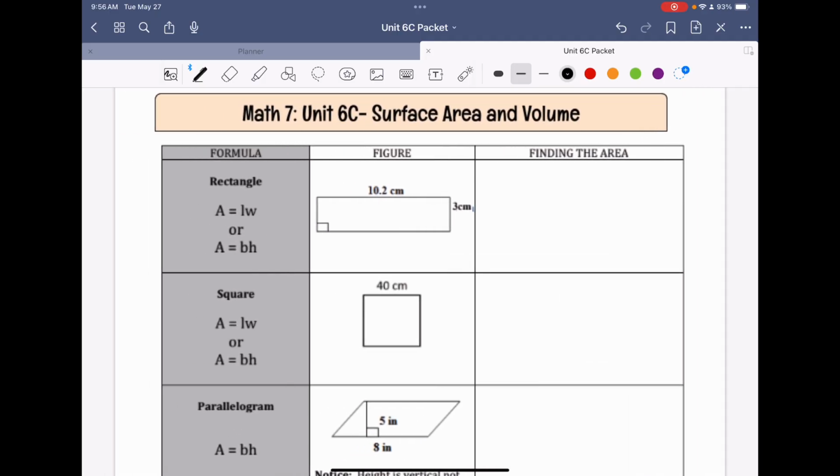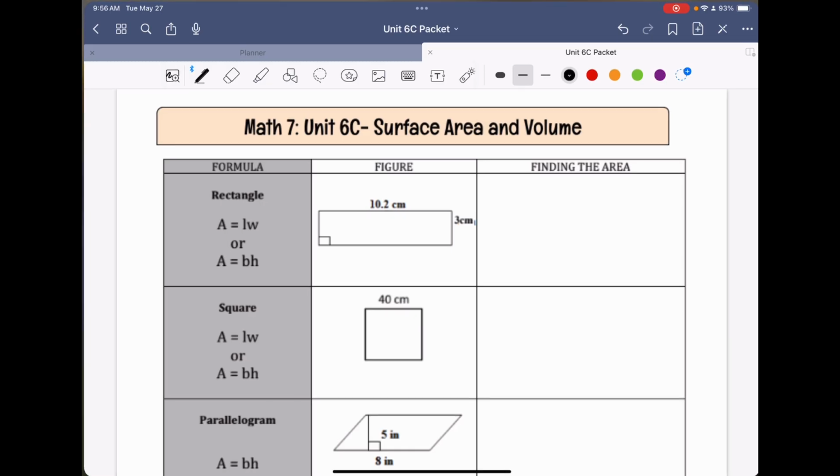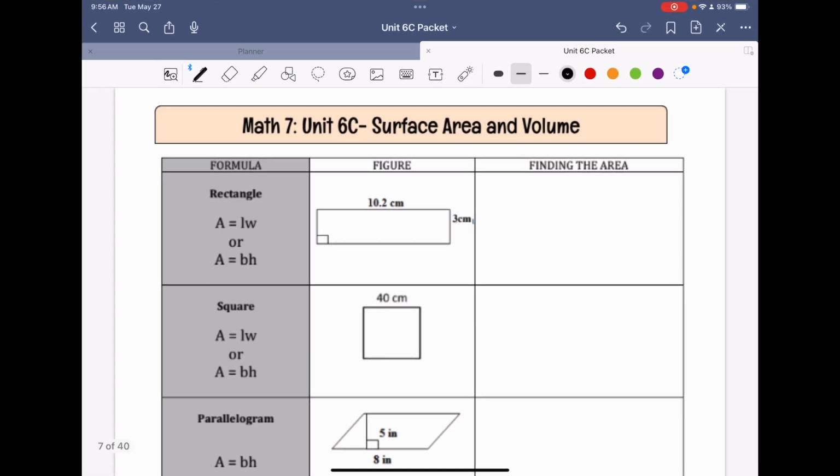All right, so the first thing we've got is a rectangle. Our figure is shown right here. Our area formula is length times width or base times height. Either would work the same way. I always write my formula first, and I expect you to do the same. So write your formula first. Area equals length times width. And that's just a cursive L, cursive W, so that you don't confuse it with a 1.